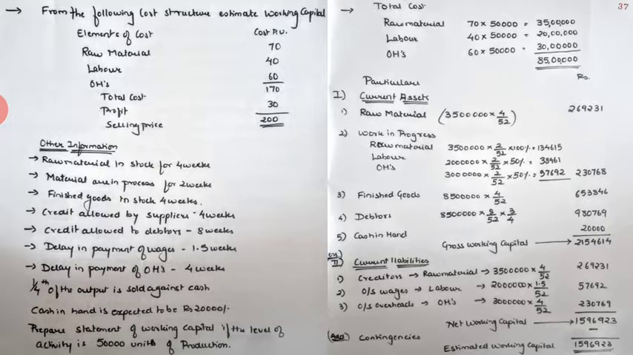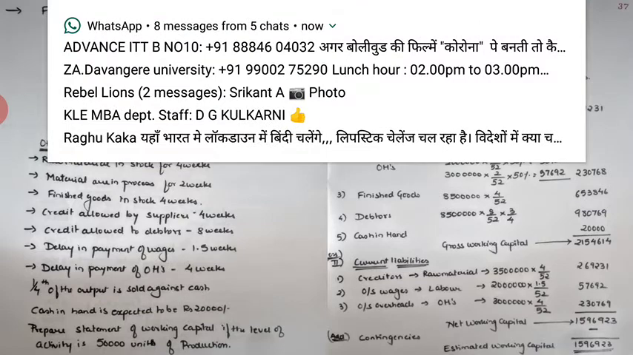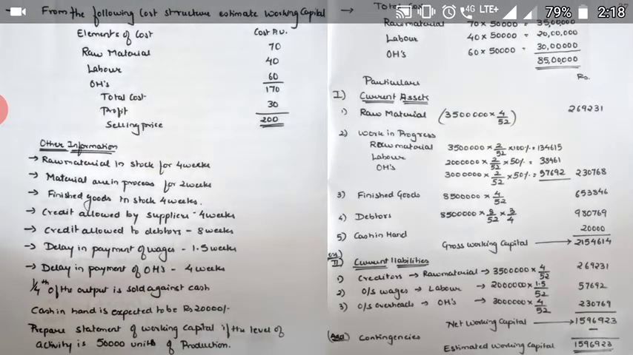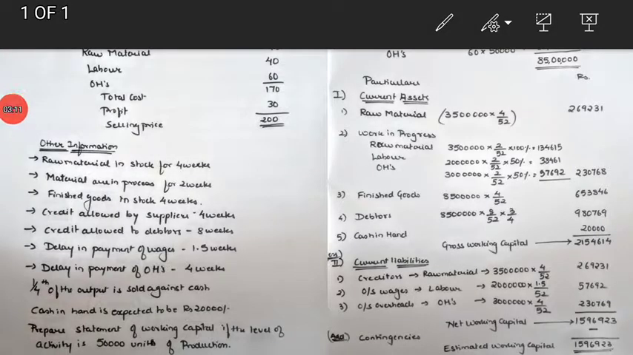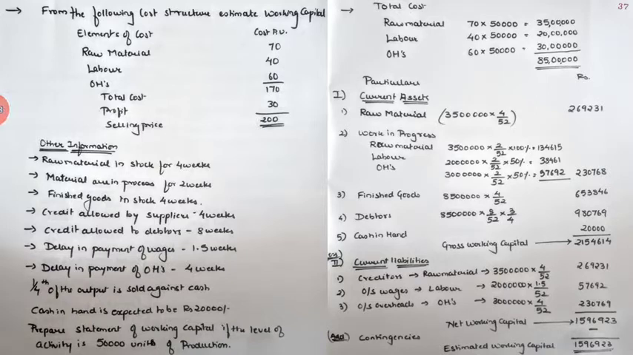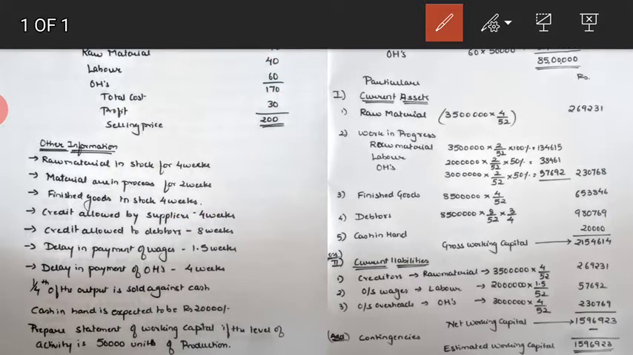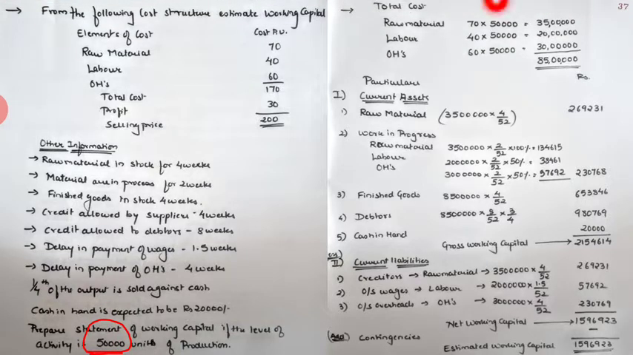The first thing that we have to do is convert these cost per units into total cost. Now how do we convert them into total cost? We have to multiply the raw material price per unit, that is 70 rupees per unit, with the total number of units produced, which is 50,000. So 50,000 into 70 will give us the total cost of raw materials.